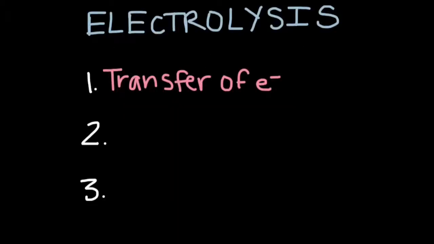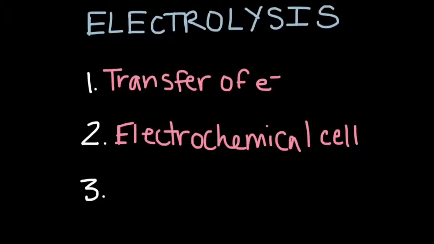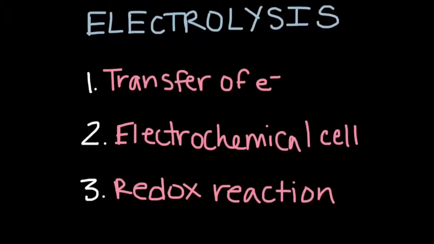Electrolysis is the transferring of electrons through a substance to effect a chemical change. The transferring of electrons is done by setting up an electrochemical cell. The electrochemical cell contains a reaction called a redox reaction. A redox reaction is where one half reaction loses electrons and one half reaction gains electrons.